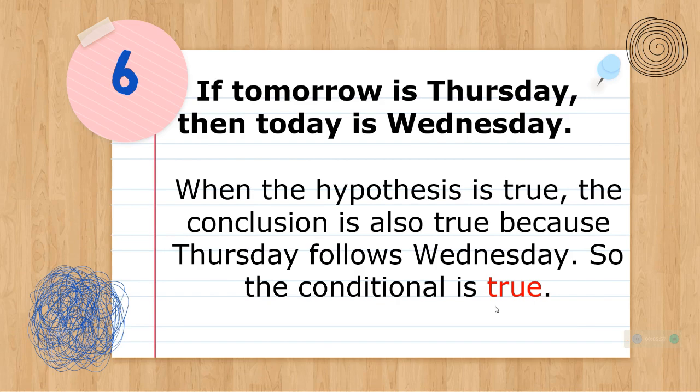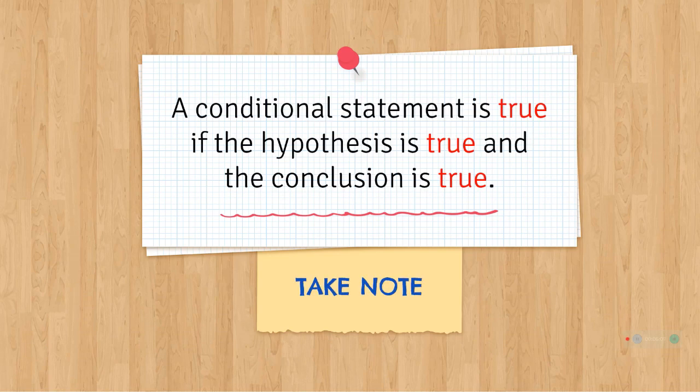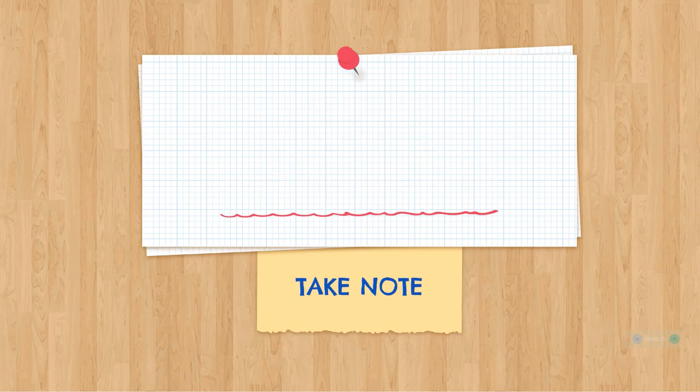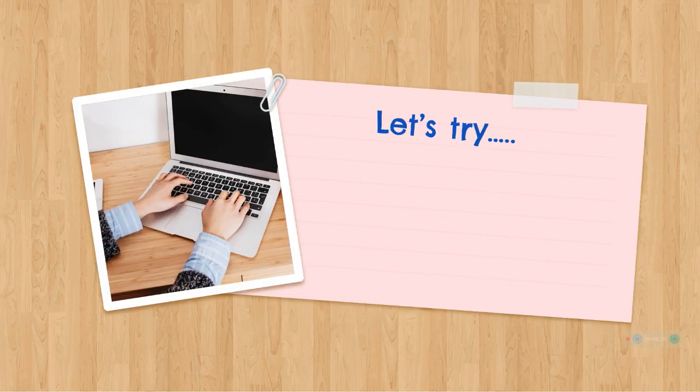Okay? So is there any question about analyzing the truth value of the given conditional statements? Okay, so you have to take note that a conditional statement is true if the hypothesis is true and the conclusion is true, while a conditional statement is false if the hypothesis is true and the conclusion is false. Okay? So, put that on your mind. Okay? So, let's try this.